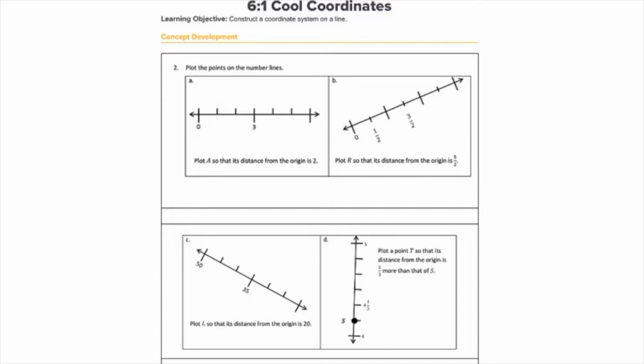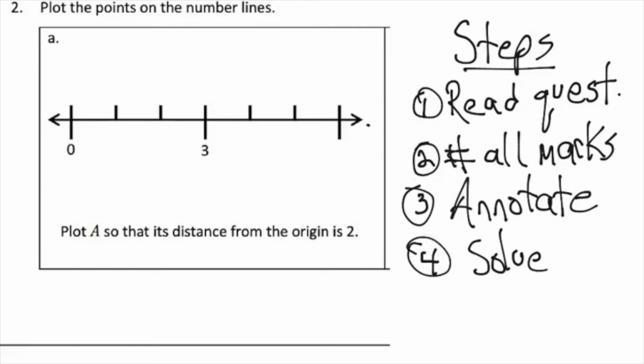Let's get started. Module 6, Lesson 1, beginning with the concept development. Question 2, we're plotting the points on the number lines. Let's take a closer look at A, along with the steps, as you can see I put on the side. Let's follow the steps. Step 1, read the question. It says, plot A so that its distance from the origin is 2. Check. Step 2, number all the marks.